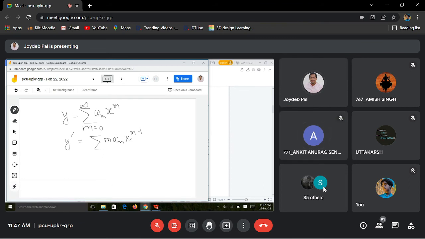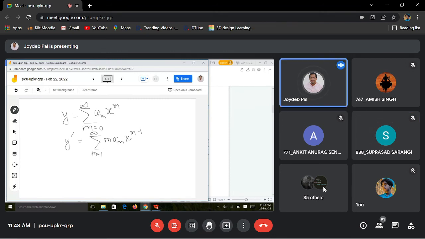Yes, sir. Now, what else is there? What limit will we put? 0 to infinity. The limit will be 1 to infinity. Why? After the first differentiation, the limit will be 1 to infinity. Sir, if we put 0, the entire term will become 0. That's why.